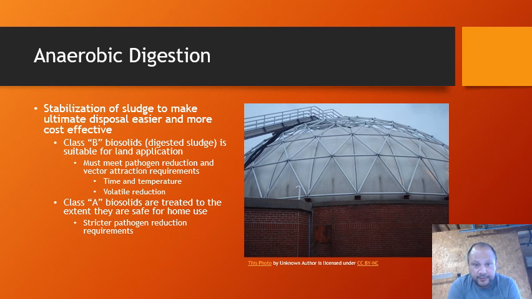From there, if your sludge meets the Class B biosolids requirements, and there are a few other requirements besides pathogen reduction and vector attraction reduction, like limits on metals, things like that, then it can be land applied. And as I mentioned, generally land application is far less expensive than hauling it to a landfill.